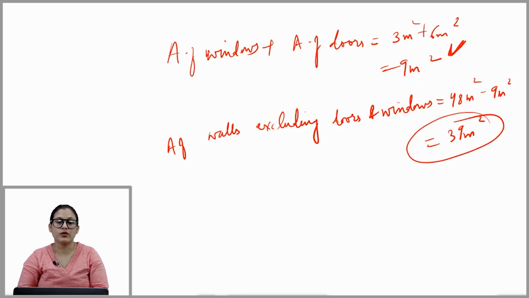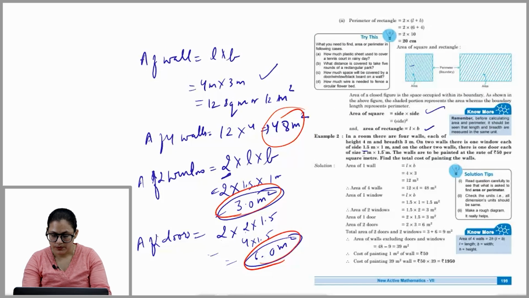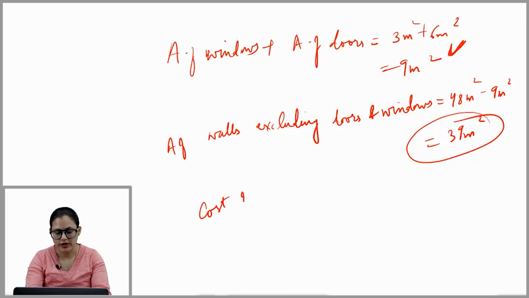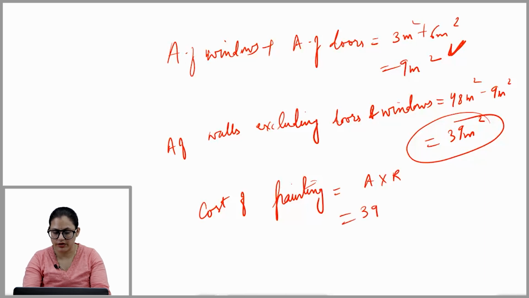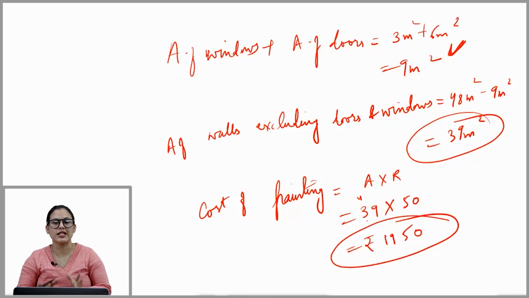Now the question is, we have to find out the cost of painting. Okay, cost is given how much? At rupees 50 per meter square. So cost of painting, cost is what? Area into rate. Area is 39 meter square and rate is 50 per meter square. Okay, so 5 9s are 45 for carry, 5 3s are 15 plus 9. 1950 rupees is the total cost of painting that wall.